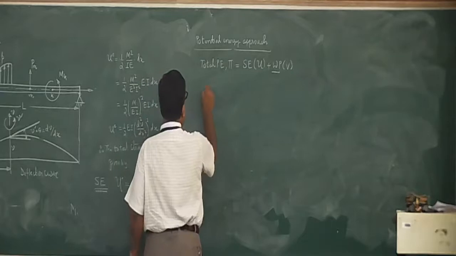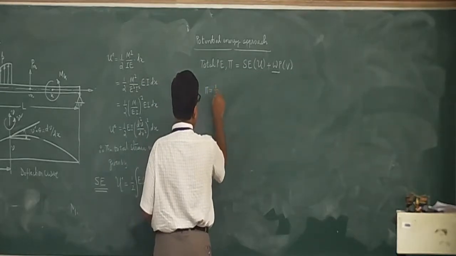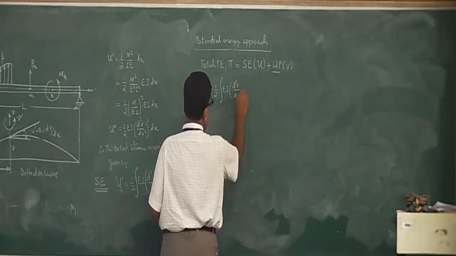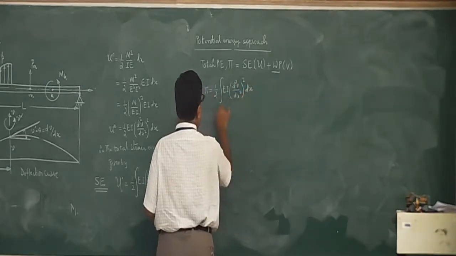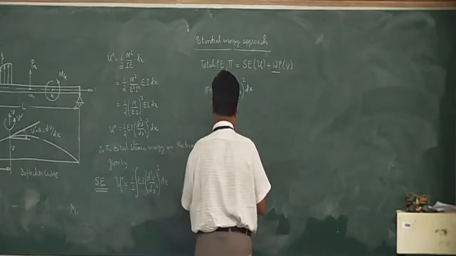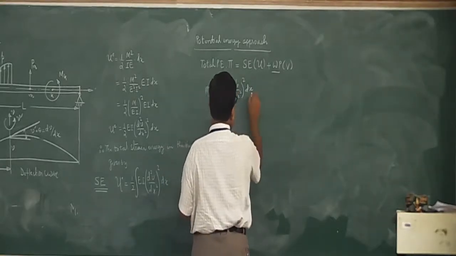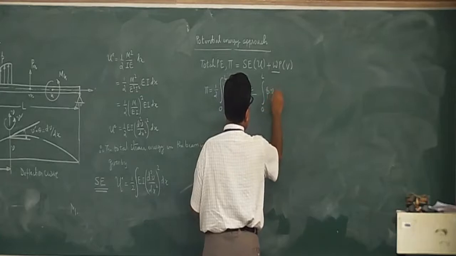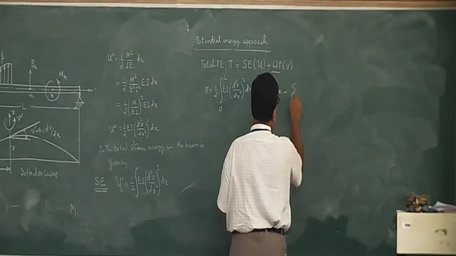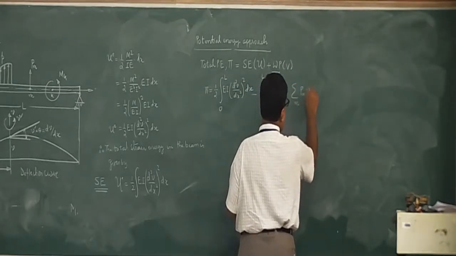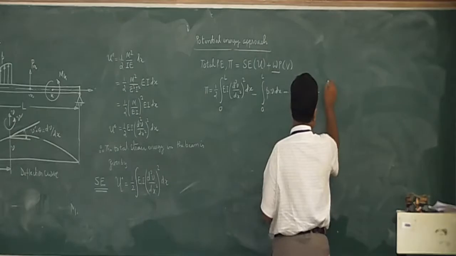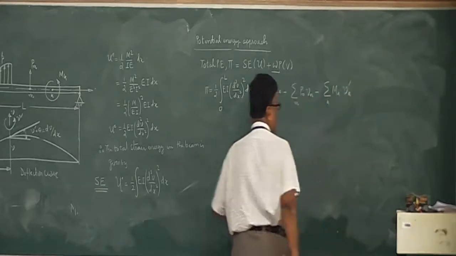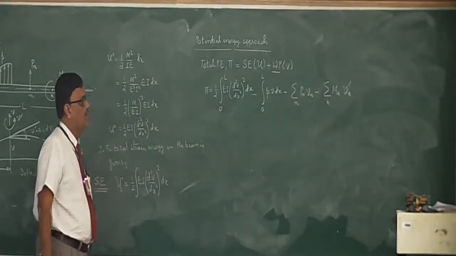So therefore, I will write in detail here: phi is equal to half summation EI into (d²v/dx²) whole square into dx over the length L, you can take 0 to L also, minus the work potential due to the distributed load given by this, and due to the point load Pm into vm, the corresponding deflection at that point, and the summation of all the moments Mk into vk dash. So this is going to be the total potential energy of the entire beam.